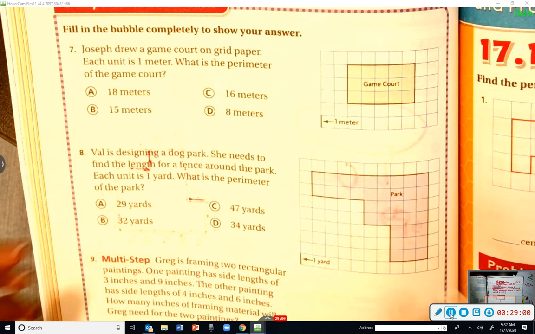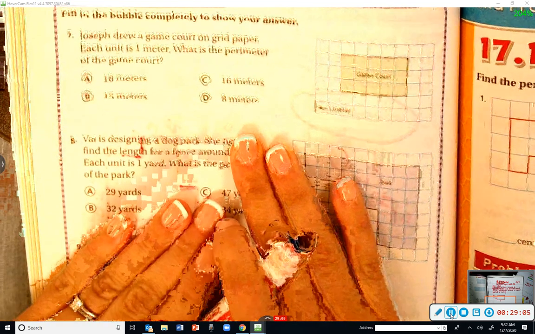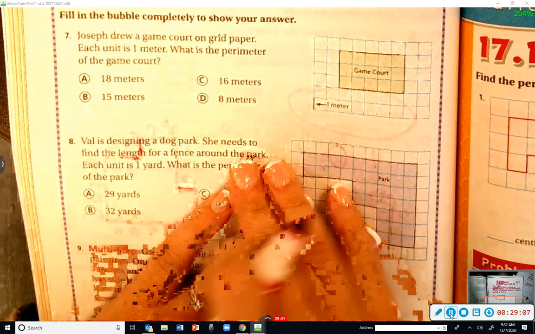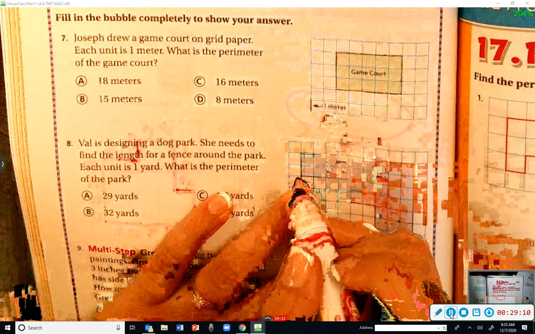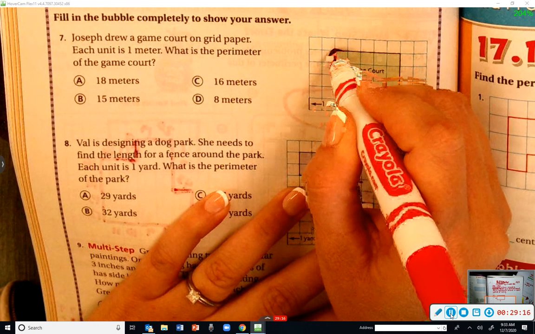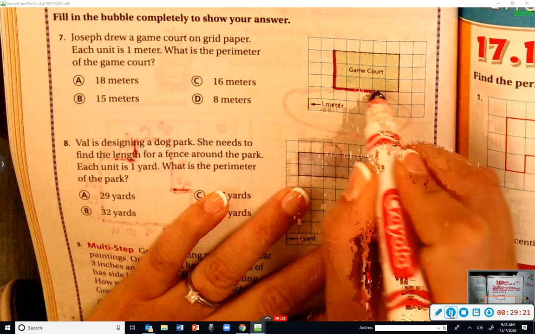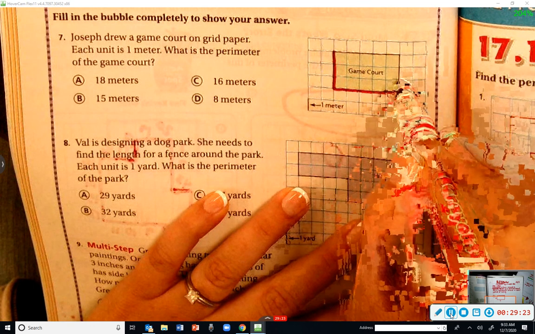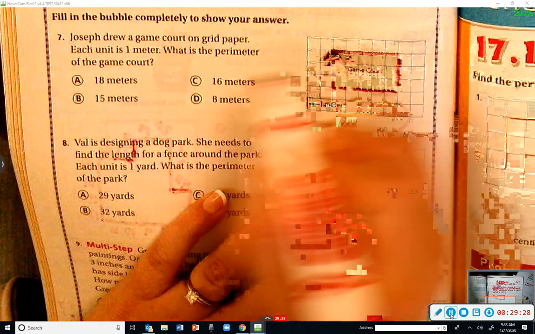Okay, so we've gone around in class and checked each other's work. So real quickly, I'm going to record this for you guys at home so you guys know what the correct answer is. Joseph drew a game court on grid paper. Each unit is 1 meter. What is the perimeter of the game court? So we trace around the outside edges. 1, 2, 3, up to 16. C was the correct answer.